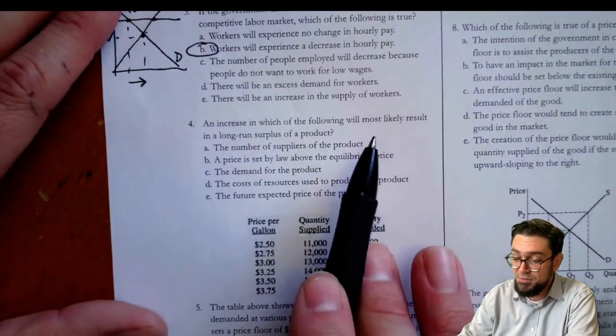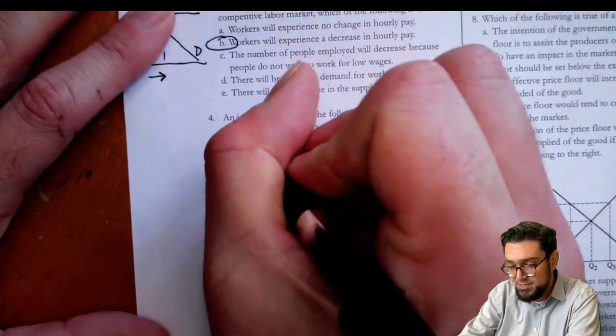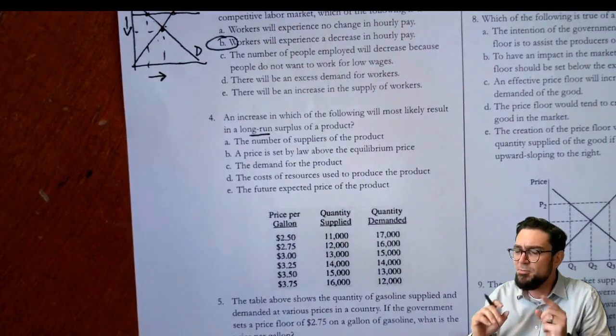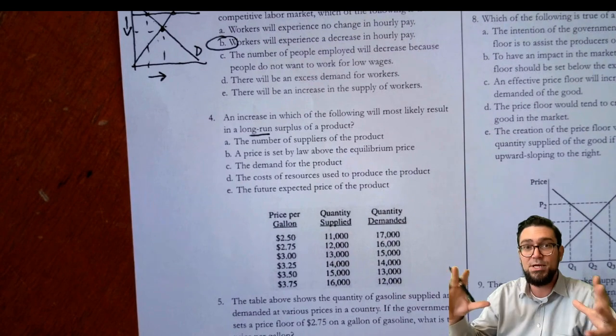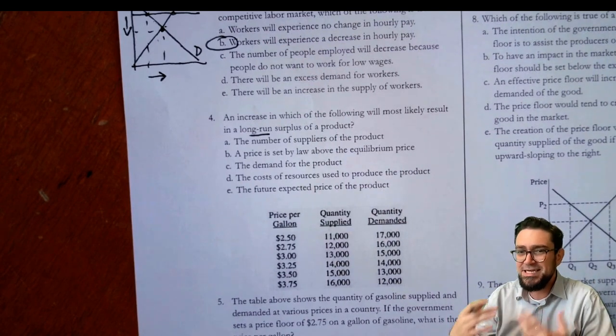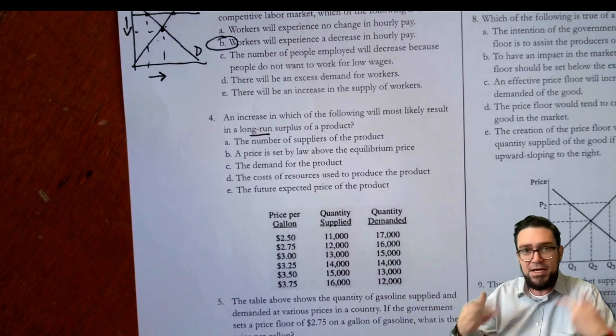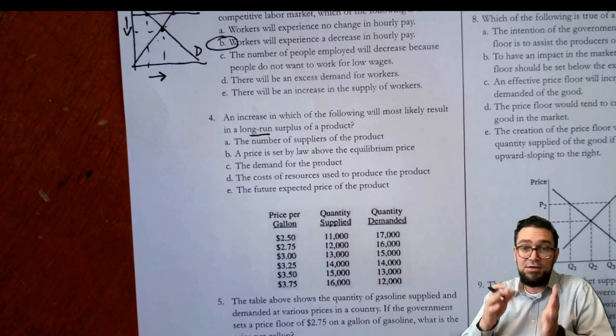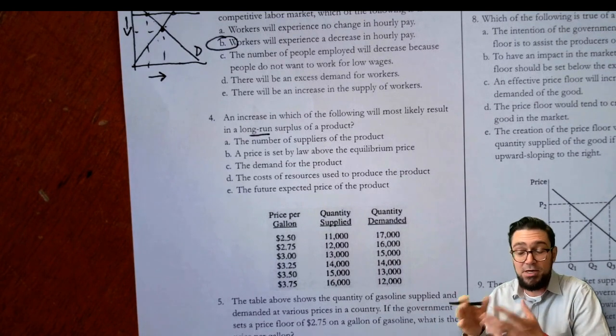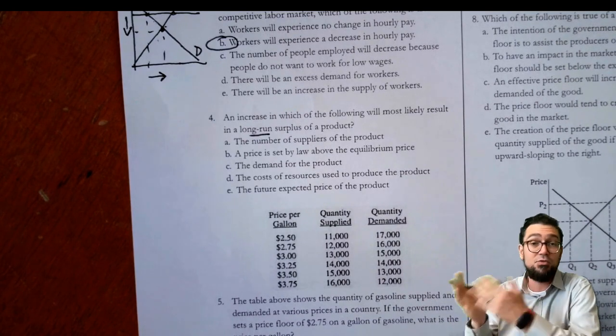Number 4, an increase in which of the following will most likely result in a long-run surplus of a product? Long-run here is an important word. It's saying that this is like a permanent surplus. What it's distinct from is the short run, where sometimes if there's a whole lot of demand that just spikes overnight, that can create a temporary shortage. Or if there's a whole lot of supply, that could create a temporary surplus.